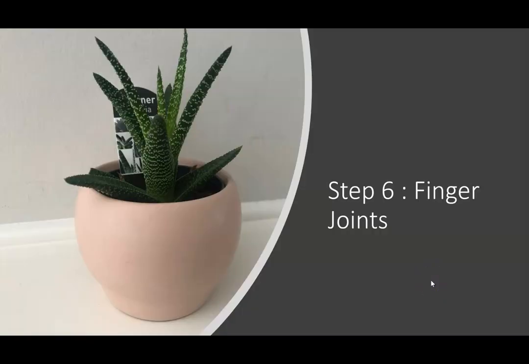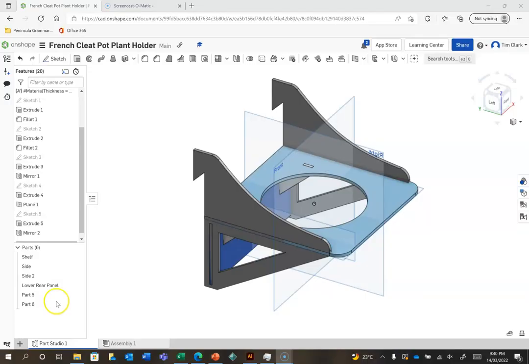In step 6, we're going to do finger joints. The finger joints will enable our part to go together with minimal glue and hold it with a lot more strength than it would be just joining with glue. So I'm going to create the finger joints in this part here and in this part here. I've already actually created little finger joints in those little parts there.